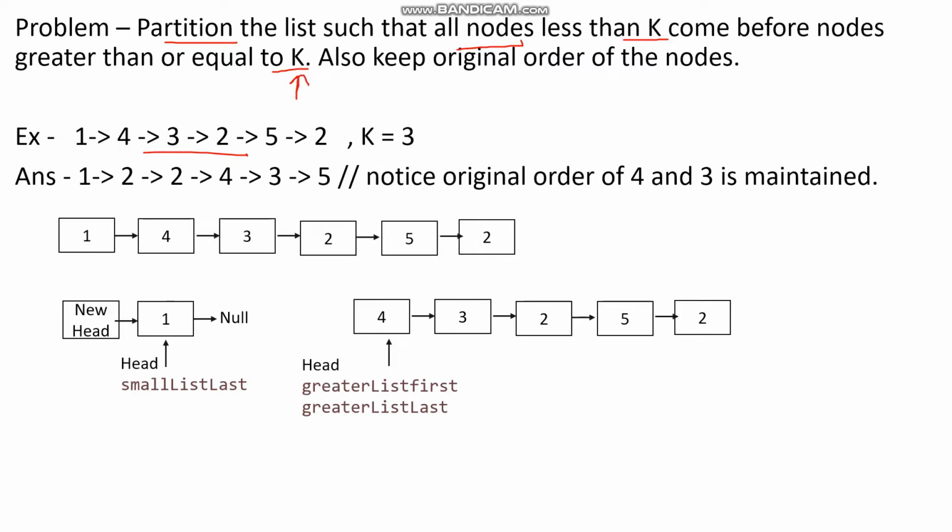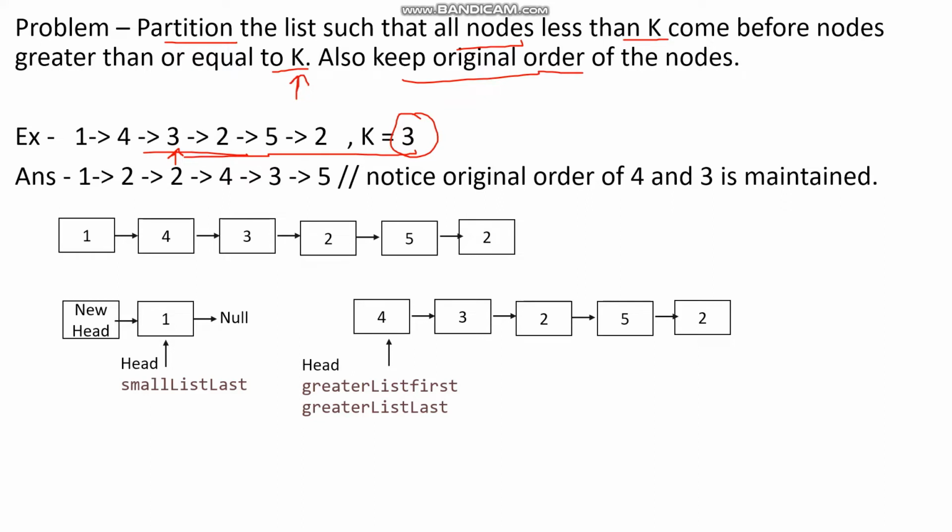So here this is the example. You can see here k is given 3. So all the nodes lesser than this node's value should come before that, and all the nodes which are greater than this value should come afterwards. And also, we have to keep the original order of the nodes.